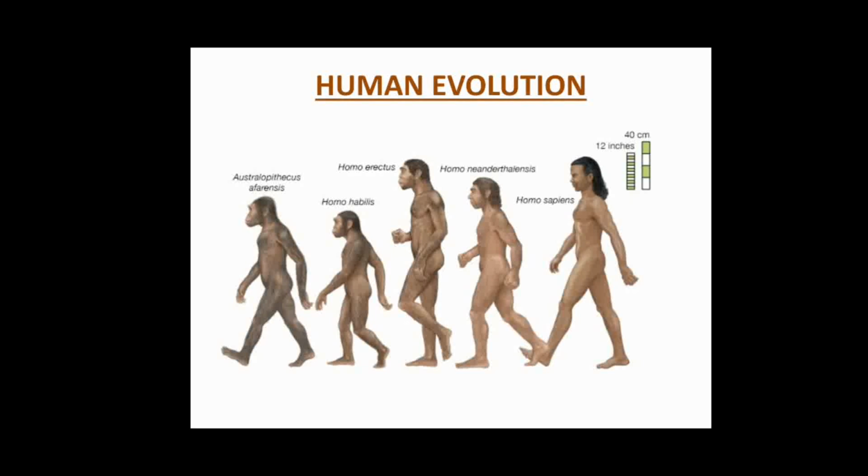I think you all understood what homologous organs, analogous organs, and vestigial organs are, and also human evolution.